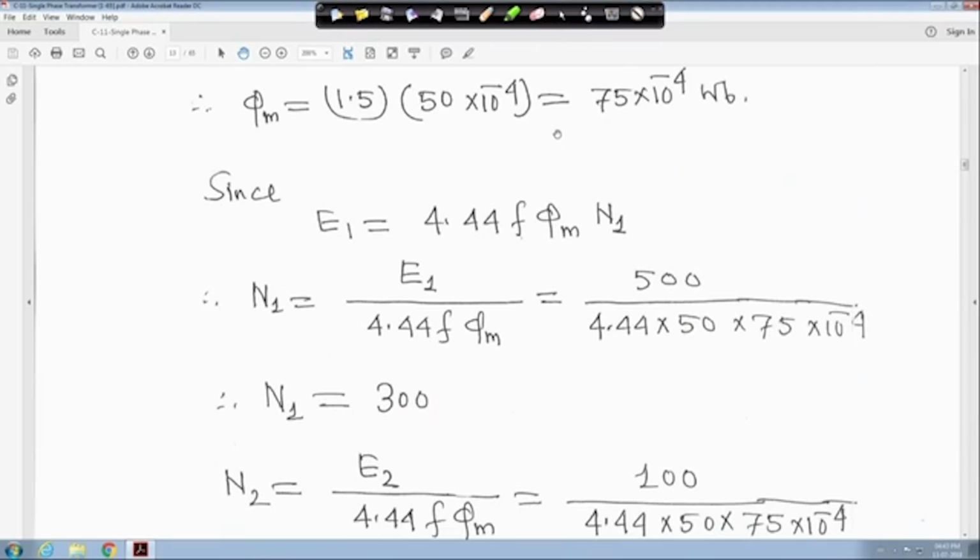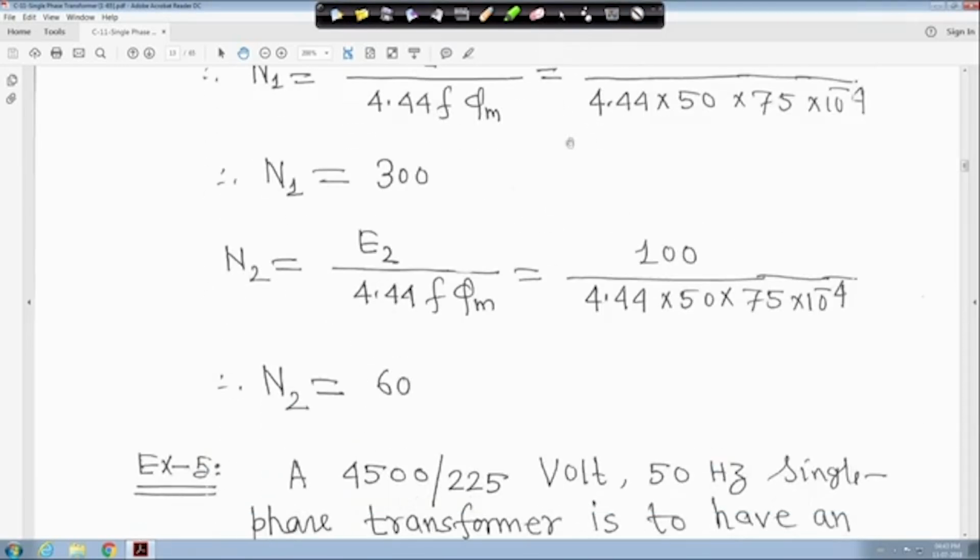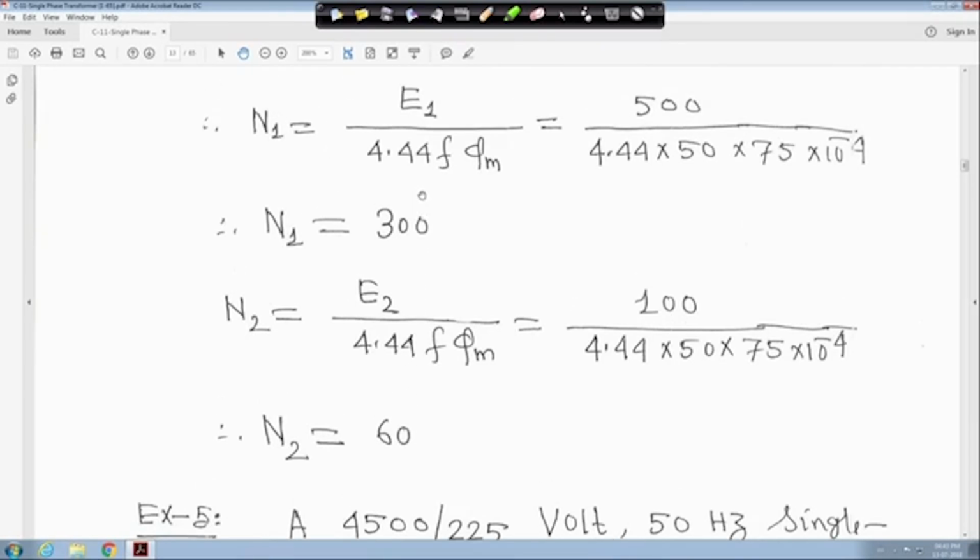Similarly, N2 is equal to E2 upon 4.44 f phi m, that is 100 upon 4.44, f is 50 Hz, and this one you will get 60. So, basically you will get N1 is equal to 300 and N2 is equal to 60.